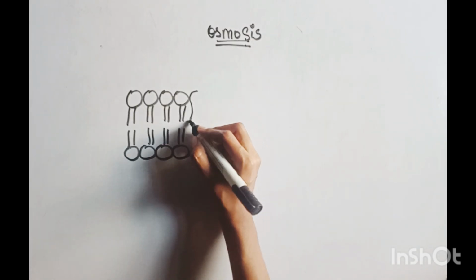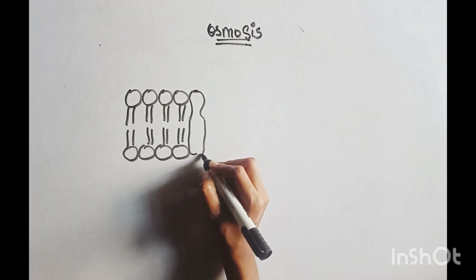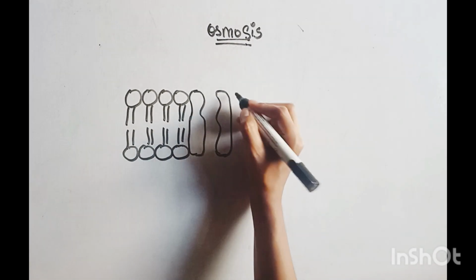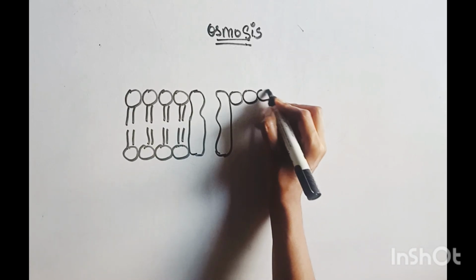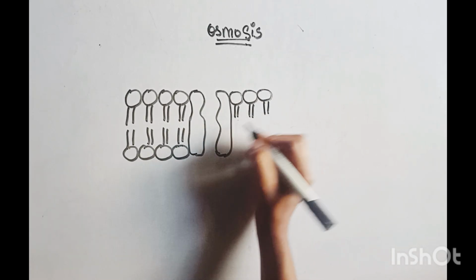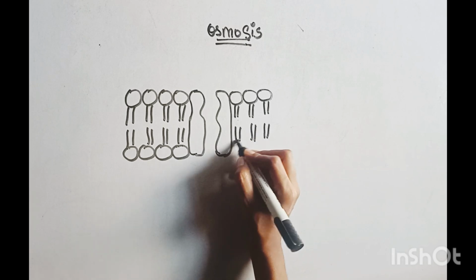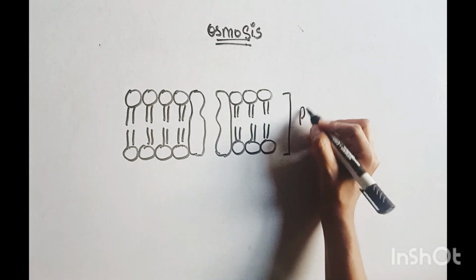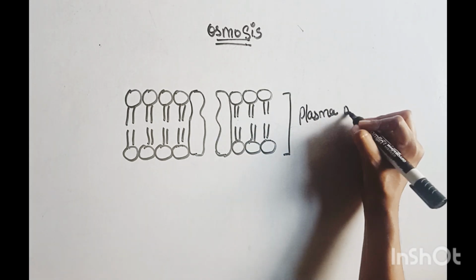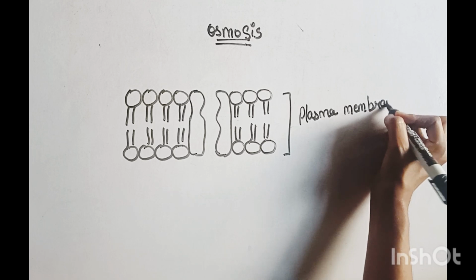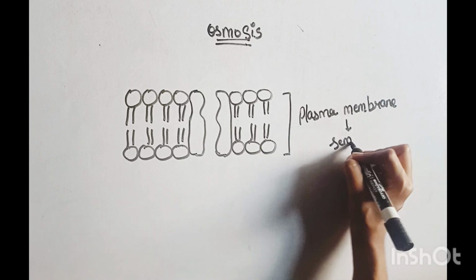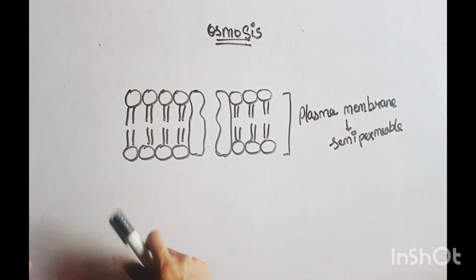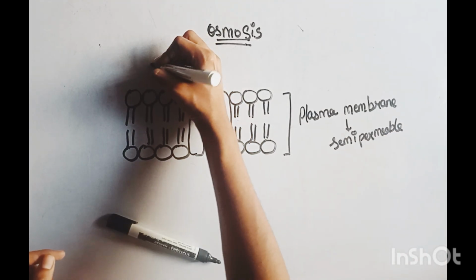A semi-permeable membrane is a membrane which allows some molecules and does not allow others; it is not permeable to all. So this is the semi-permeable membrane. Let's discuss that in detail. The cell's outermost layer is called the plasma membrane, and this plasma membrane is a semi-permeable membrane. The plasma membrane is not permeable to all substances.